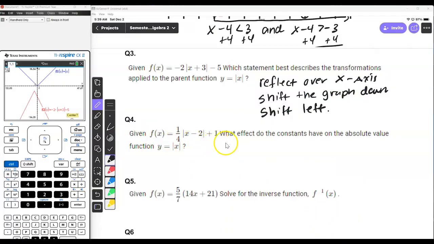Given f of x, what effect do the constants have on the absolute value function? So you see the 1/4? Well, it says what effect do the constants, I guess you can say these numbers, have? Well, the 1/4 is going to make it wider. The minus 2 is going to shift it to the right. You would think it'd go to the left, but it goes to the right, and then the plus 1 shifts it up.